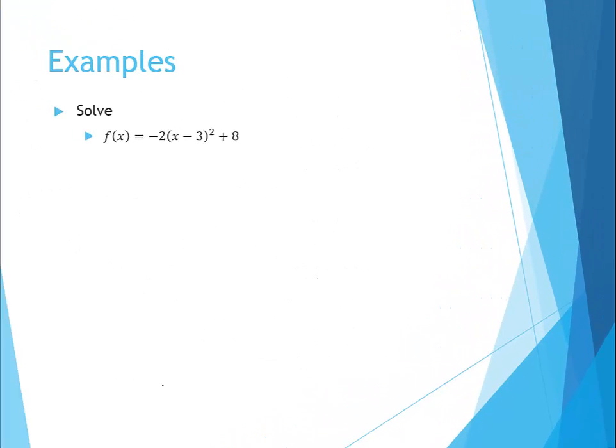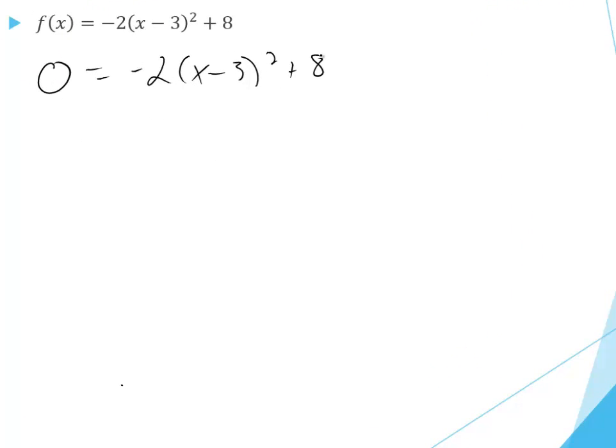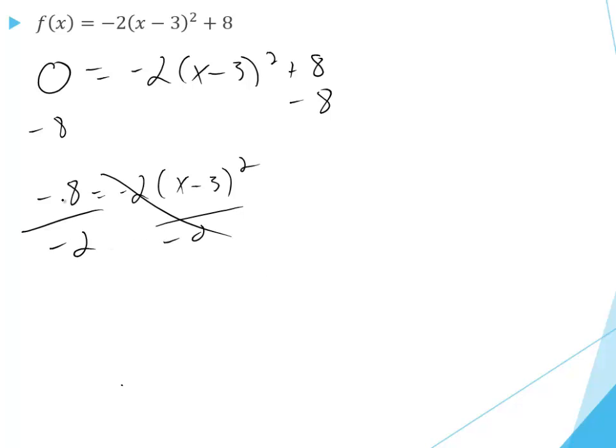Okay, next example. Write it down. First step, set it equal to 0: 0 equals negative 2 times x minus 3 squared plus 8. Then we need to get rid of the remainder, get rid of k, so subtract 8 from both sides. So negative 8 equals negative 2 times x minus 3 squared. And then we have an a this time. We need to divide by a, which is negative 2. Divide by negative 2, and that cancels. So negative 8 divided by negative 2 is positive 4 equals x minus 3 squared.